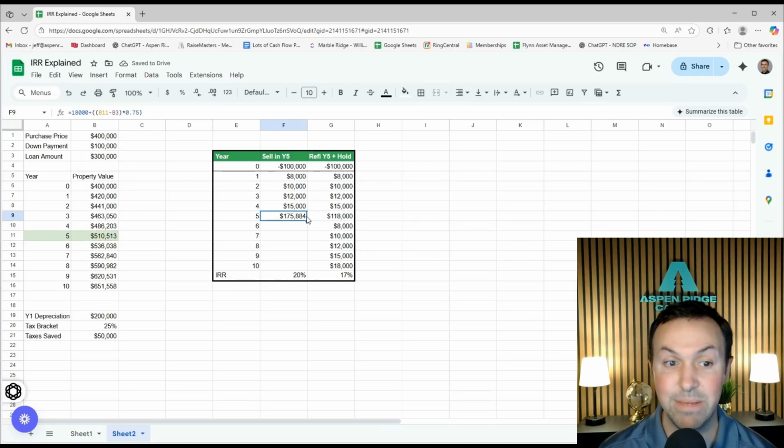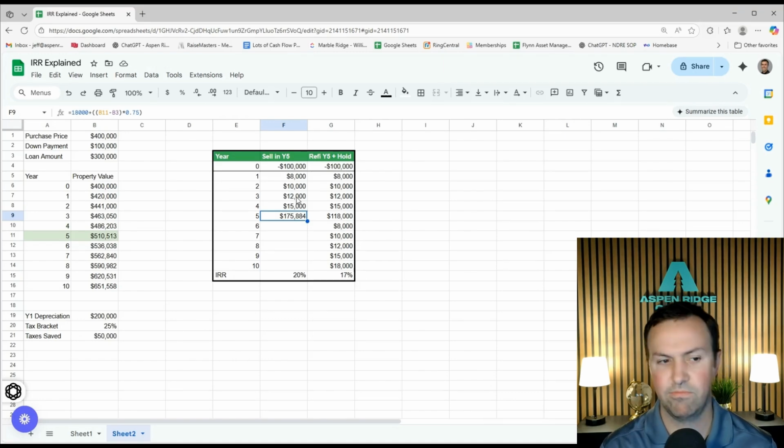Okay, so that was a big hit on our IRR. Just the fact that most of that equity is going to get taxed at 25%, very quickly it brought them both down to a more similar playing field.